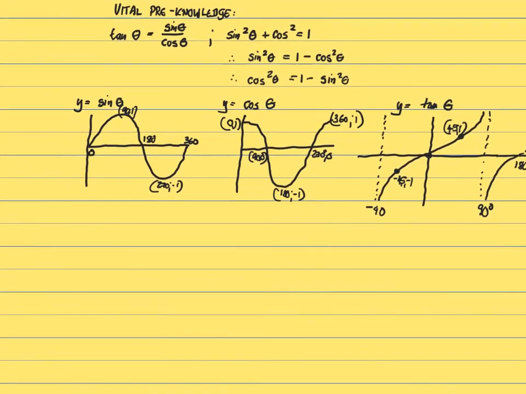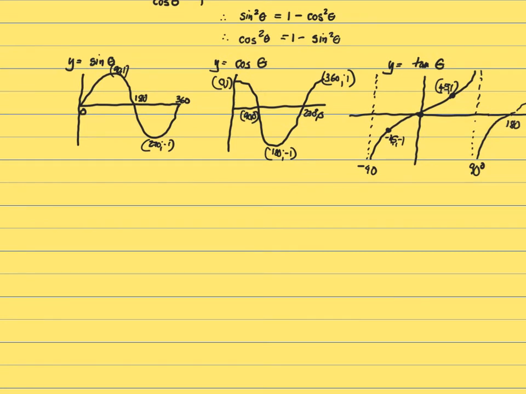Right, now, once we know that, let's start looking at identities. For example, let's take example number 1. I give you (1 plus 2 sine x times cos x) all over (sine x plus cos x), and I tell you that it's equal to 1. Now this is a trig identity.